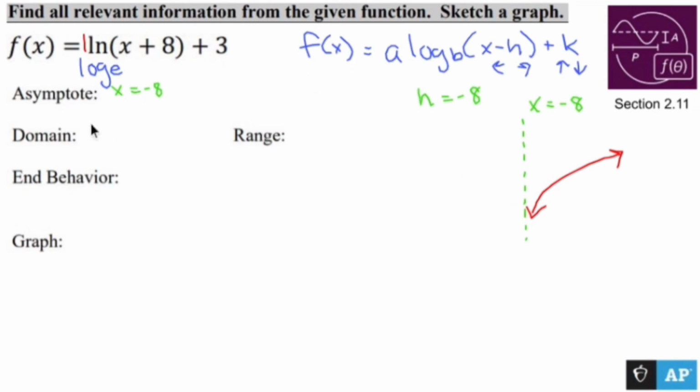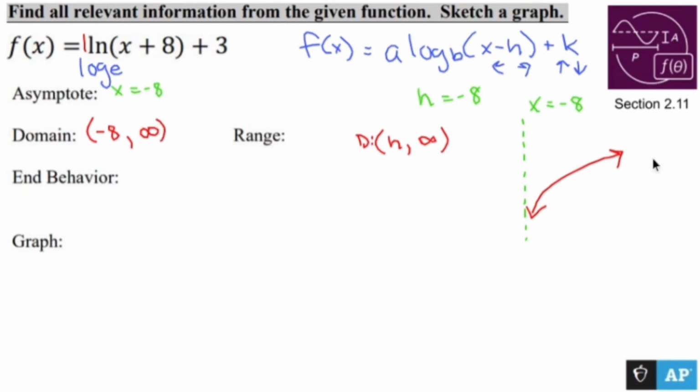So my domain is found by doing essentially h to infinity. That's my domain. In this case, my domain is going to be negative 8, not including negative 8 because you're not allowed to take the ln of 0, to infinity. Here, we'll turn that 0 into a double 0. Look at that. Perfect. Nailed it.